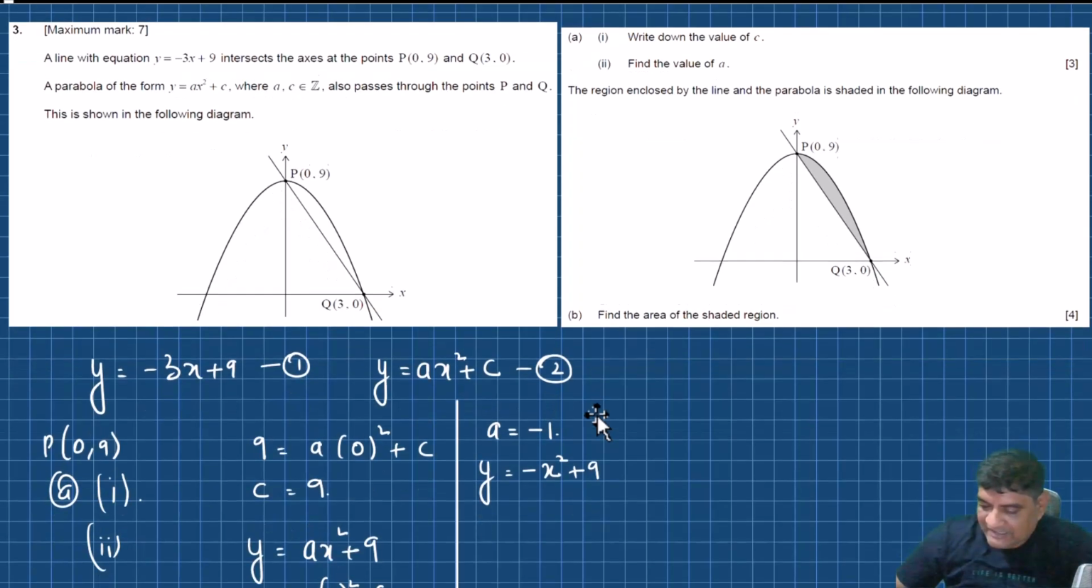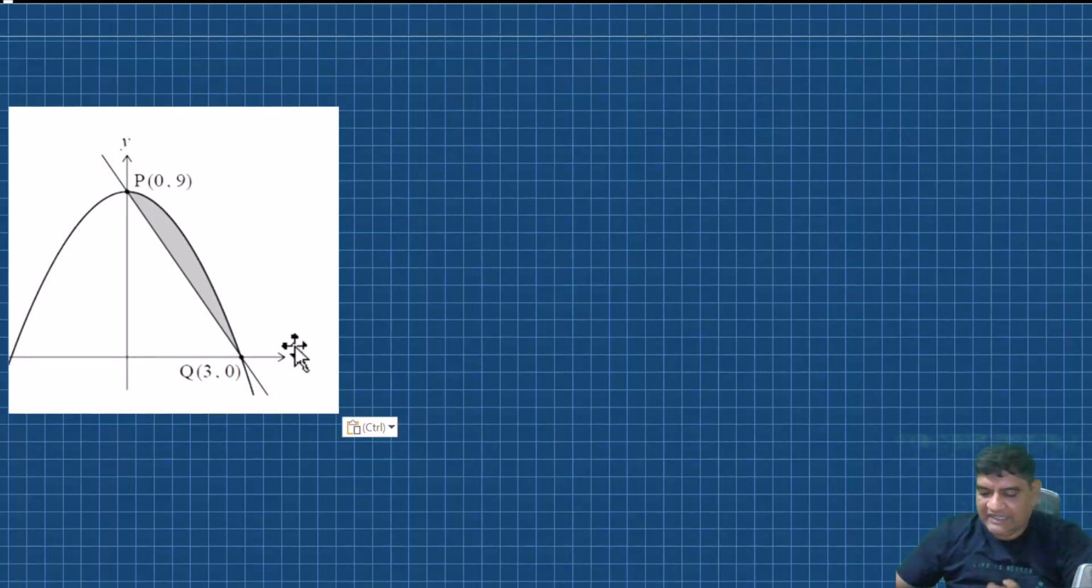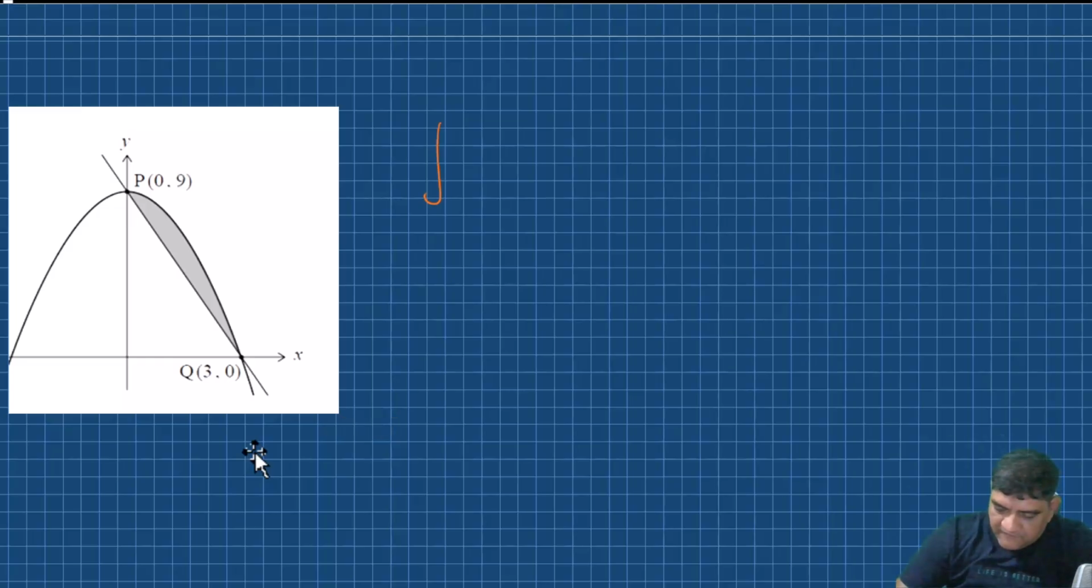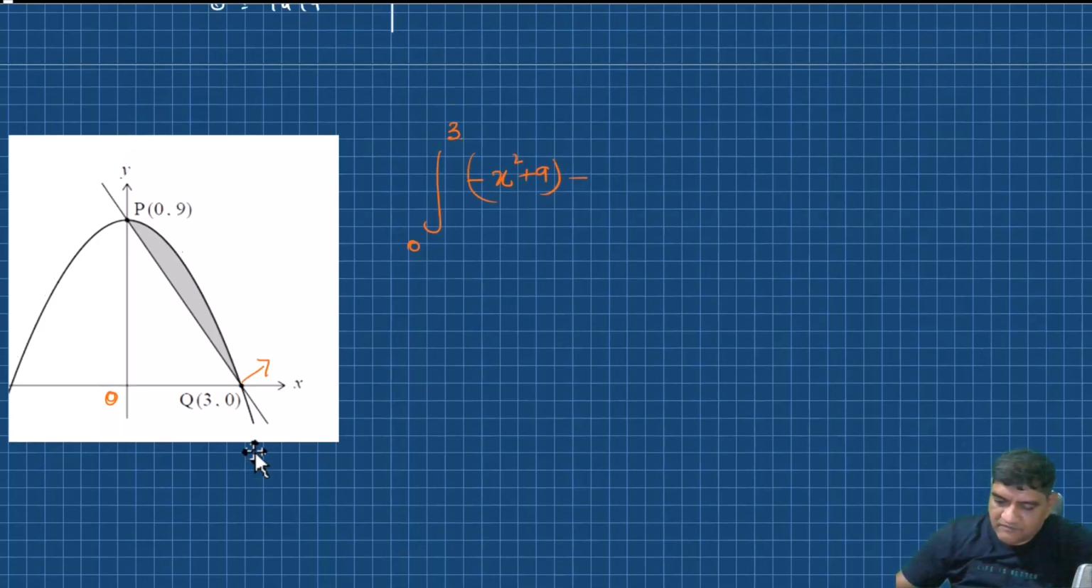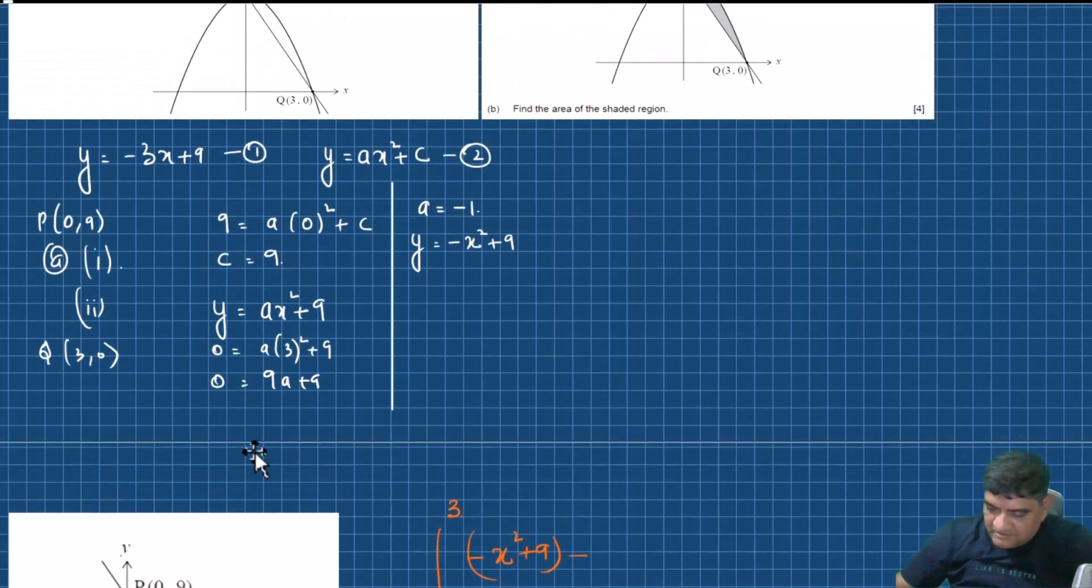I'm supposed to find the area of the shaded region. So to find the area of the shaded region, I'm going to be integrating from the origin, which is 0, to the point 3. The upper curve, which is the parabola, gives me the higher value, so I'm going to take the parabola first, which is minus x squared plus 9. Subtract the lower curve, which is the straight line, and that's minus 3x plus 9.